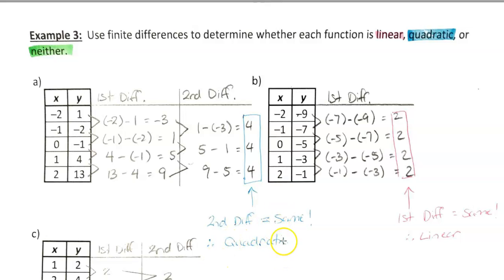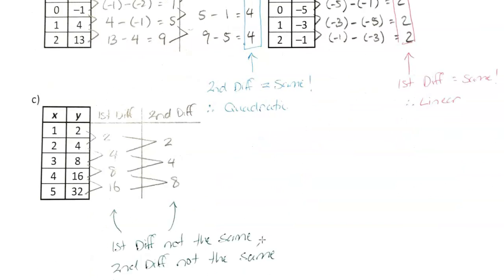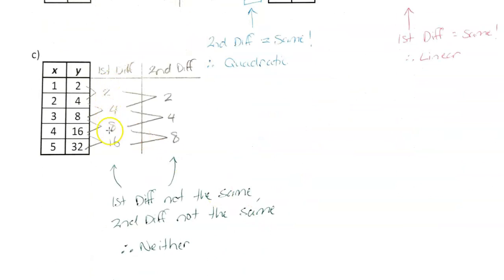And then you stop. Notice that I've already identified the first one as linear, so don't keep going to the second differences. You already identified it as linear, right? Only when they're not the same do you go one step further, find those differences, and say, okay, it's a quadratic. Now what happens with the last table?